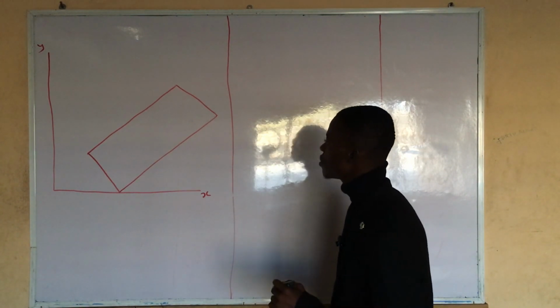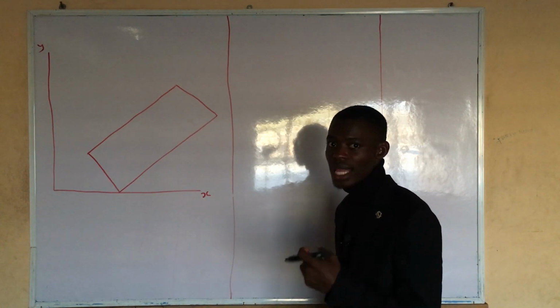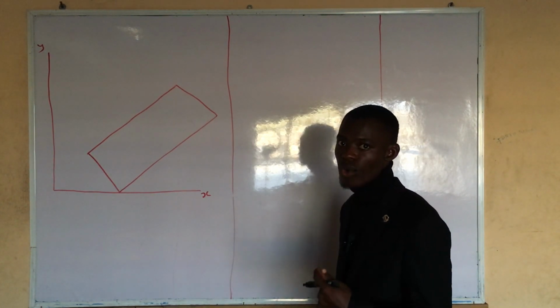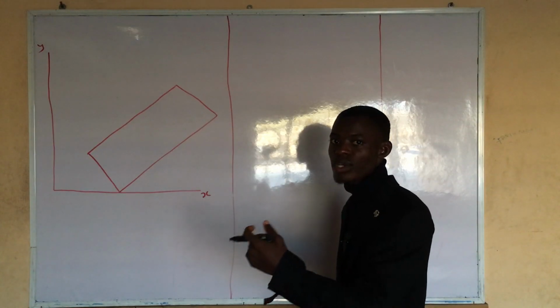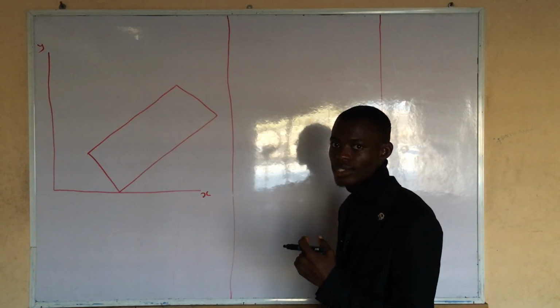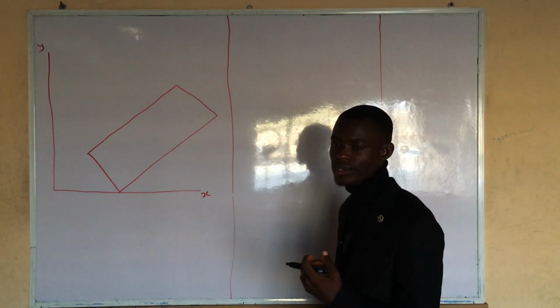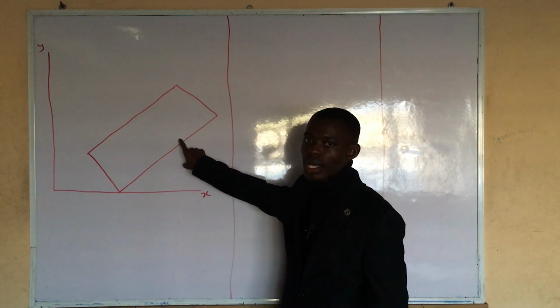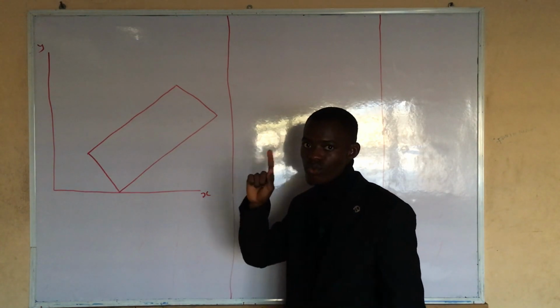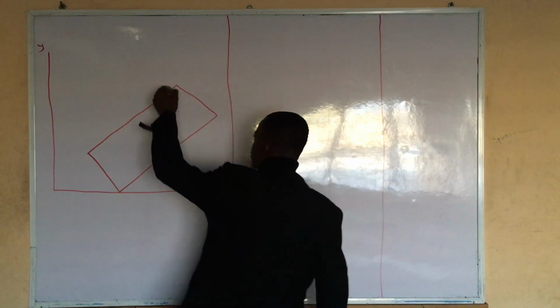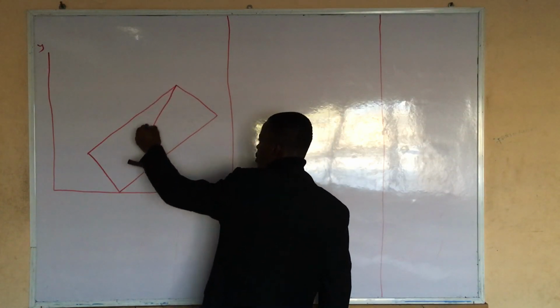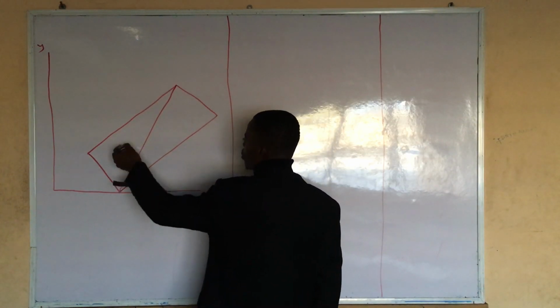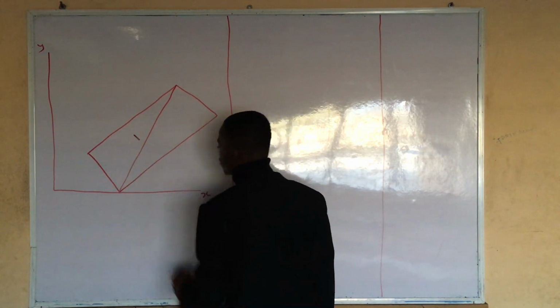So now let's consider a diagonal. A diagonal is a straight line drawn from one vertex of the shape to the opposite vertex. So let's consider a diagonal of this rectangle, and let's assume the diagonal is just 1 unit. So this is the diagonal of the rectangle, and we assume it is 1 unit.